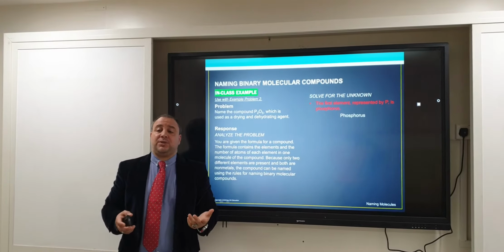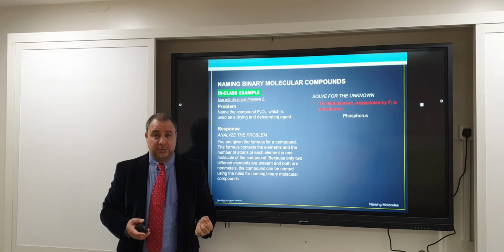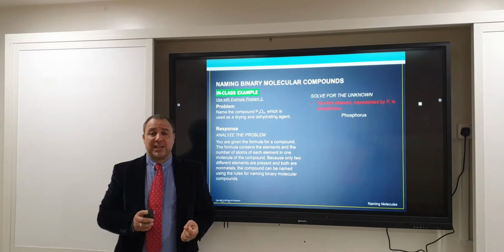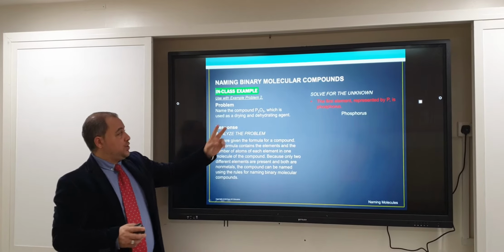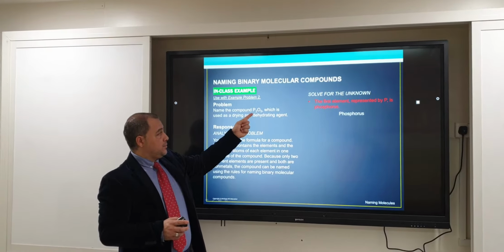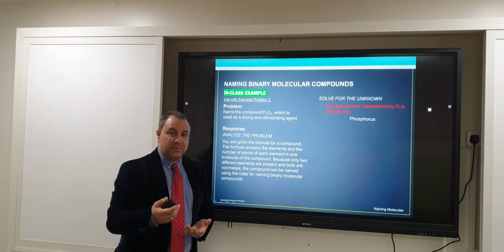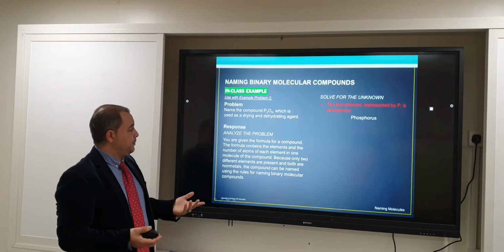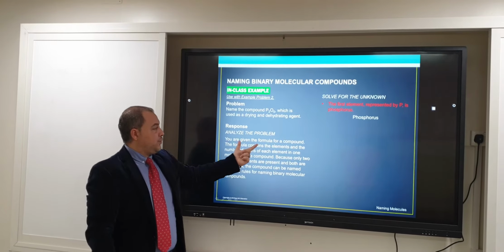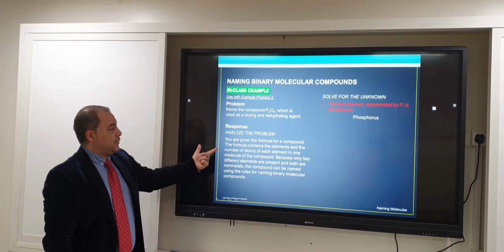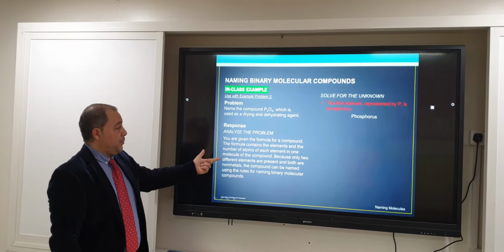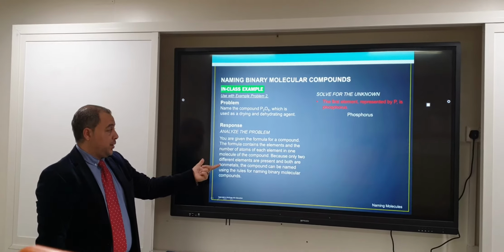But what is the number of elements in this compound? Good. The number of elements is 2, which are oxygen and phosphorus. But how can we name this chemical compound? You are given the formula of the compound. The formula contains the elements and the number of atoms of each element in one molecule.